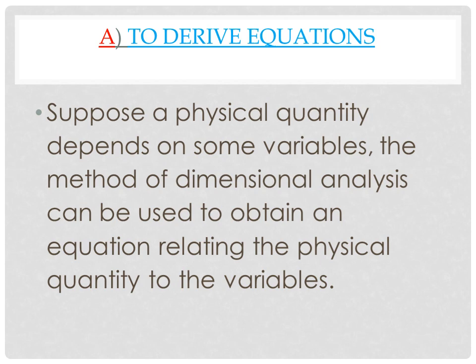You can use dimensions to derive an equation to determine the parameters that can change the speed of sound in air. So we use dimension to determine an equation based on the variables that the physical quantity depends on. Let us see an example.